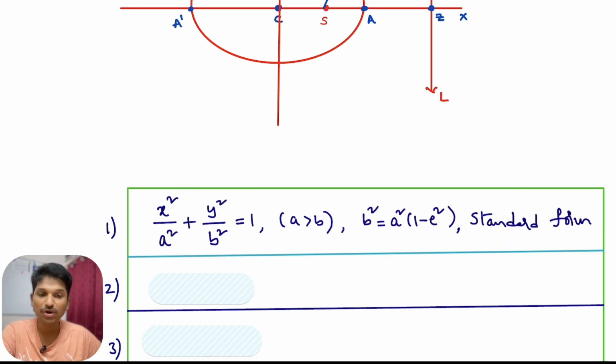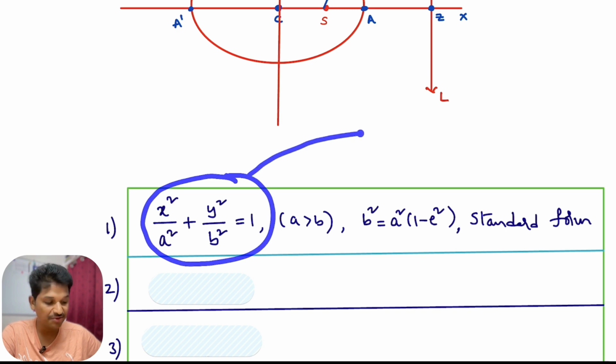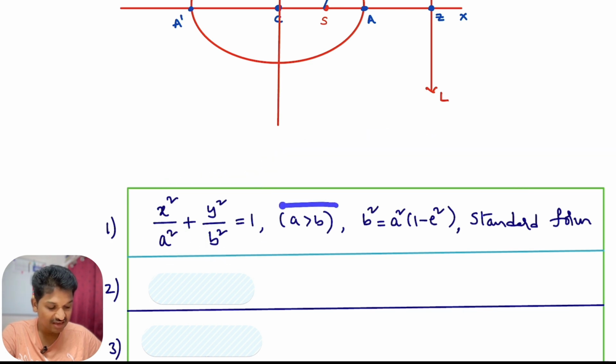So what is the first point? x square by a square plus y square by b square equal to 1 is the equation of ellipse in standard form. What are the points to be observed? Here a, b are there. In this, a is greater than b. And this is important: b square is a square into 1 minus e square.